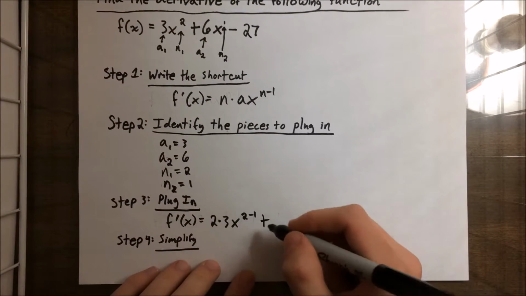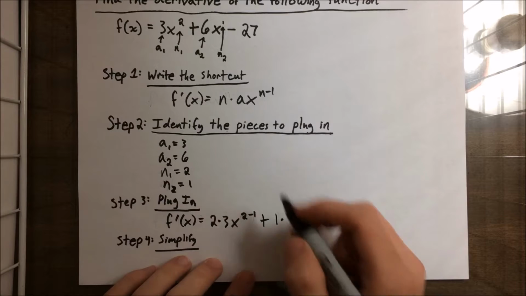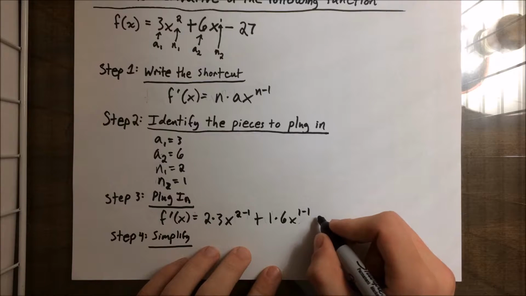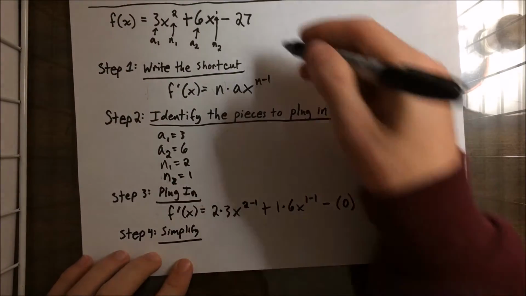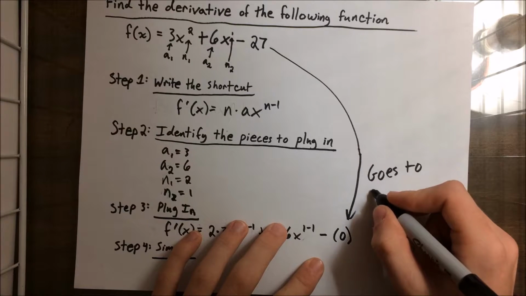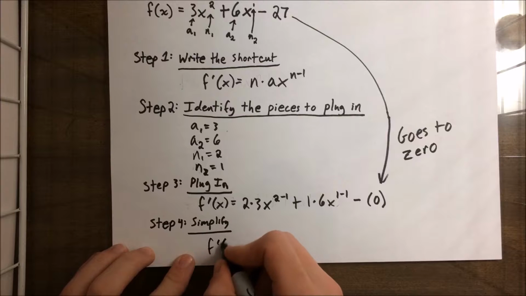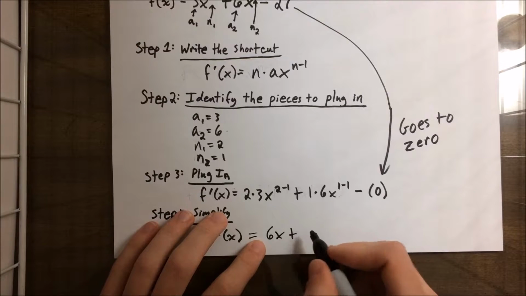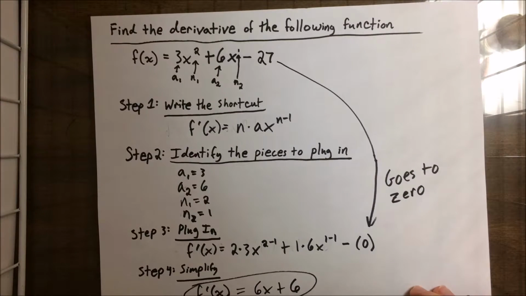And then we're looking at n, so n2 is 1, times a2 is 6, x to the n, n2 is 1, minus 1, and then minus the 27 goes to 0. Okay, so that goes to 0. Okay, so let's go ahead and simplify that. So f prime of x is equal to 6x plus 6. That's your final answer.